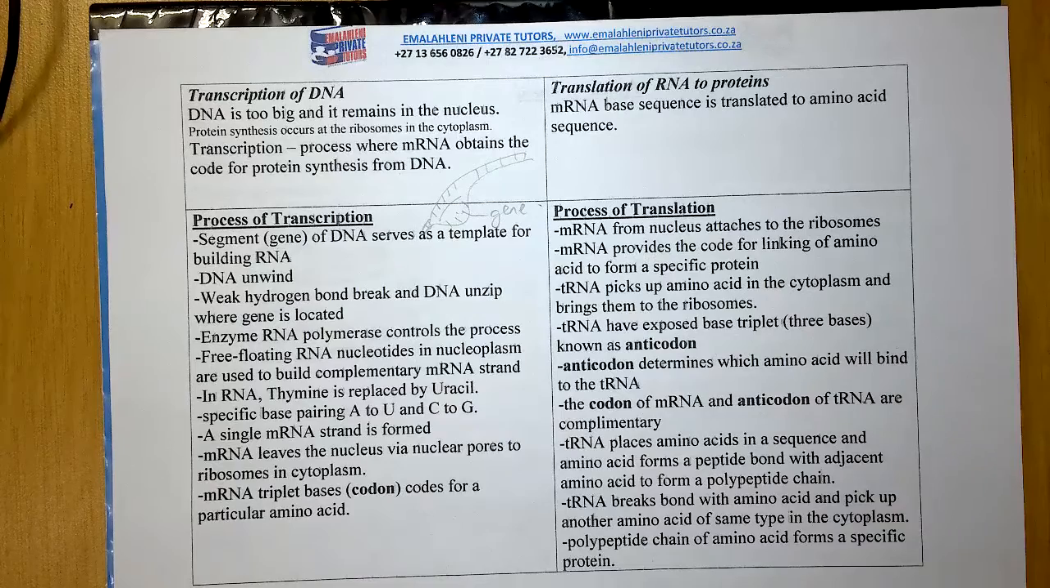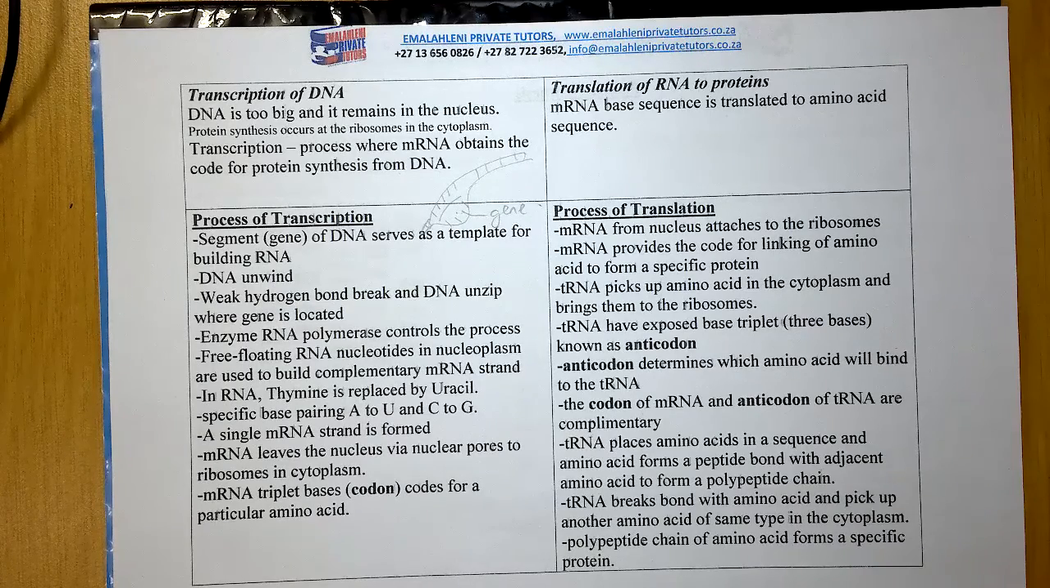Now, the enzyme RNA polymerase controls the process. Free-floating RNA nucleotides in the nucleoplasm are used to build the complementary messenger RNA strand. In RNA, the thymine is replaced with uracil, with specific base pairing: A to U and C to G. So there's always specific base pairing, guys. You must understand that. Adenine always pairs with uracil, and cytosine always pairs with guanine. A single messenger RNA strand is formed.